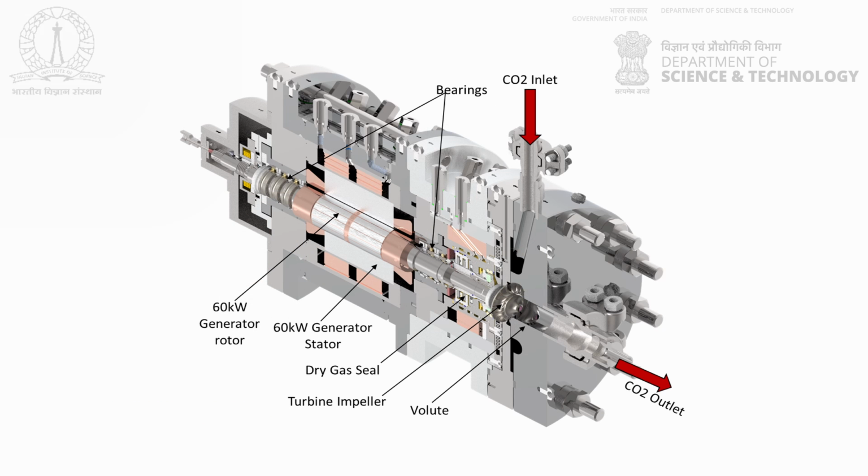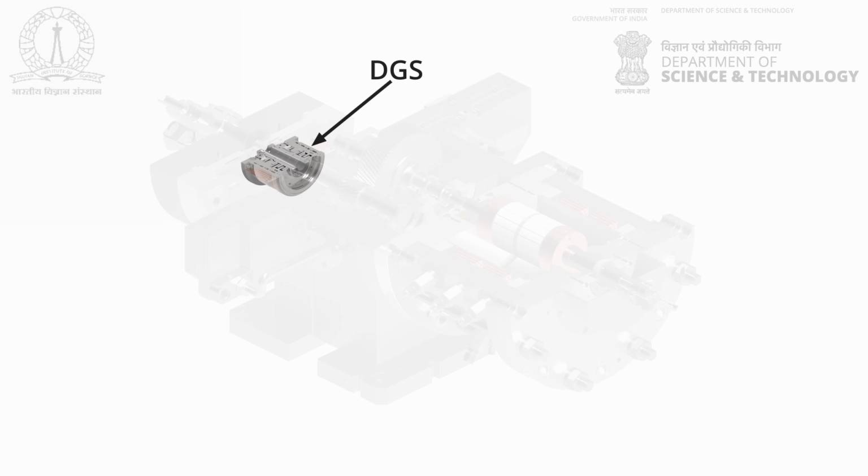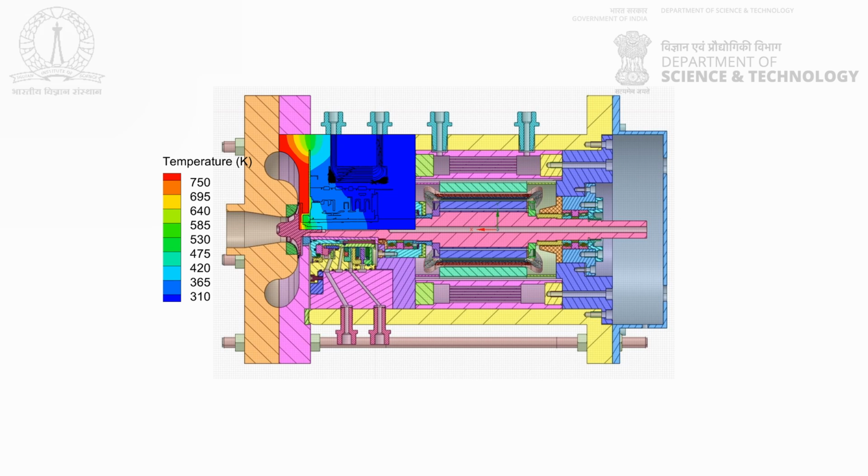Rotordynamic concerns, sealing, and very tight manufacturing tolerances all make it an engineering nightmare to realize the technology at small scales. Another major challenge in the SCO2 turbomachinery is to maintain the dry gas seal temperature of 160 degrees Celsius as specified by the DGS manufacturer. The dry gas seal is in close proximity to the heat source, so numerous cooling techniques have been incorporated into the turbomachinery to maintain the DGS temperature below 150 degrees Celsius.